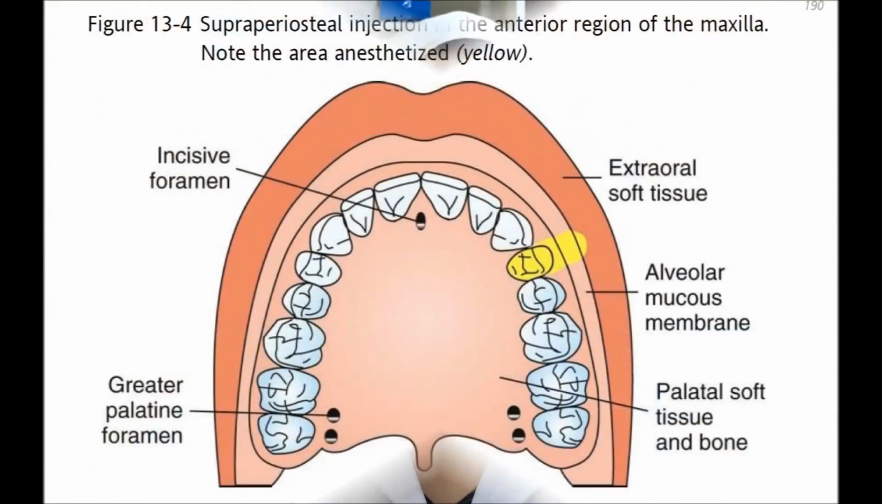For the contraindications: infection or acute inflammation in the area of injection, and dense bone covering the apices of the teeth. For the advantages, there is a high success rate, the injection is technically easy, and it is usually entirely atraumatic. And for the disadvantages, it is not recommended for large areas because of the need for multiple injections, and lastly, the necessity to administer a larger volume of local anesthetic.